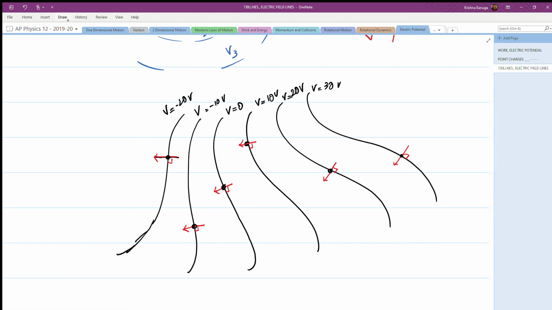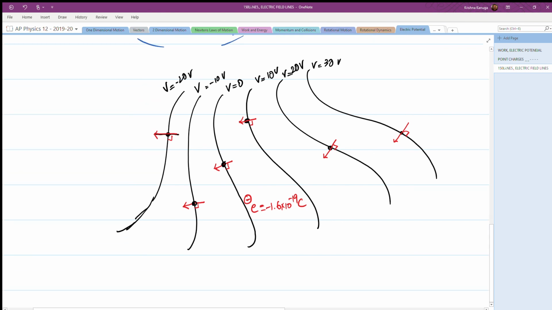Now we can also ask some other questions. What happens if we release, say, an electron at this point? Let's say I have an electron here, E, that we release, and the charge on the electron we know is minus 1.6 times 10 to the minus 19 coulombs. If we were to release this electron, which potential would it travel towards? Would it go to the left? Would it go to the right? We know that an electron has a negative charge, and it travels from a low voltage to a high voltage, and therefore the electron would travel in this direction.